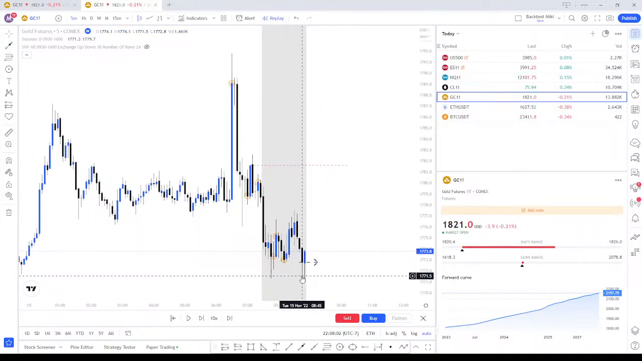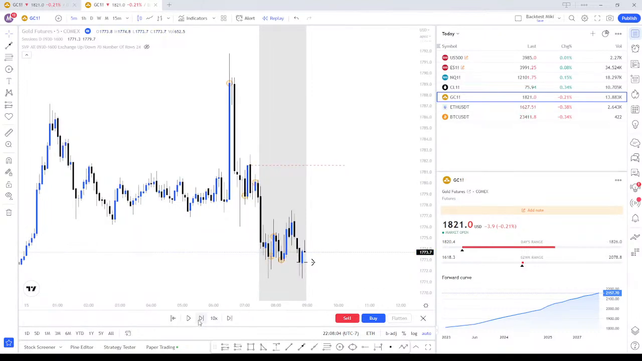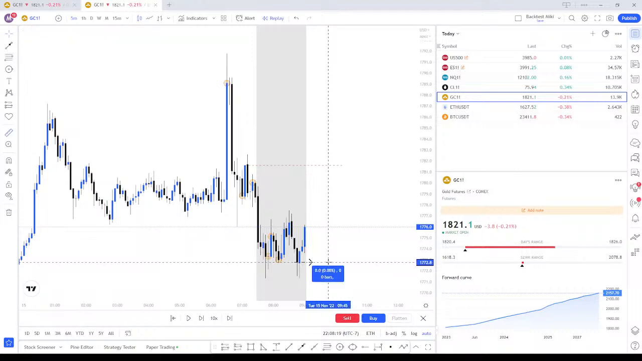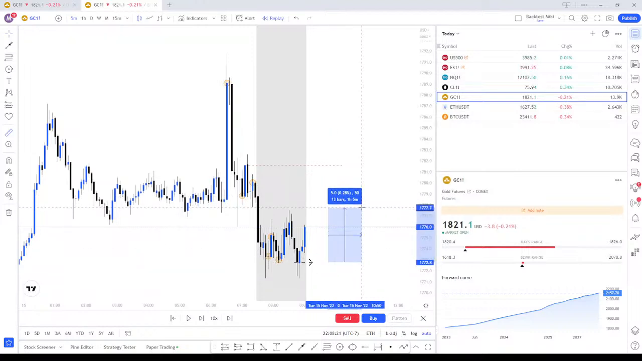So the idea is I'm risking 3.5, looking for 5. Holy shit. Looking for 5.